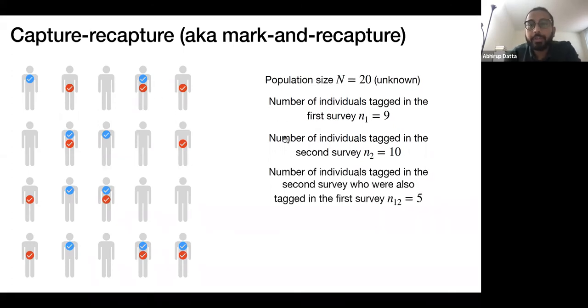The quantity of interest for estimating the population size is the number of individuals captured marginally in each survey, which is N1 and N2, and then the number of individuals in the overlap of the two surveys. In this case, these are the individuals which have both the red tick and the blue tick. So there are 5 such individuals, and we denote this overlap as N12.